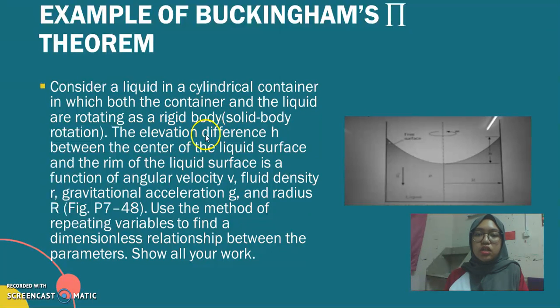The elevation difference h between the center of the liquid surface and the rim of the liquid surface is a function of angular velocity, fluid density, gravitational acceleration, and radius. Use the method of repeating variables. Repeating variables is Buckingham's pi theorem to find a dimensionless relationship between the parameters. So this is the diagram.